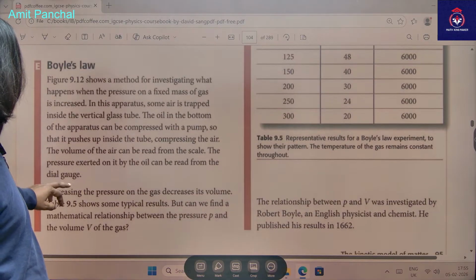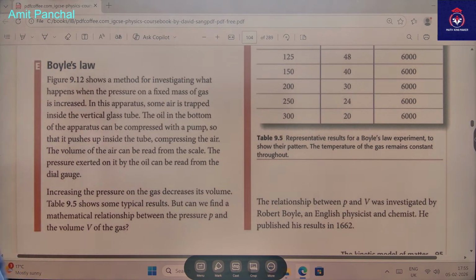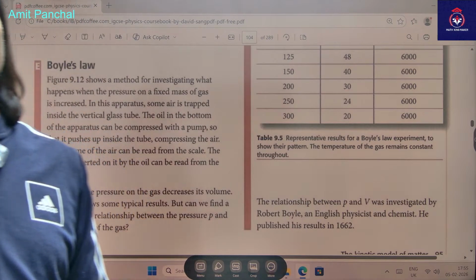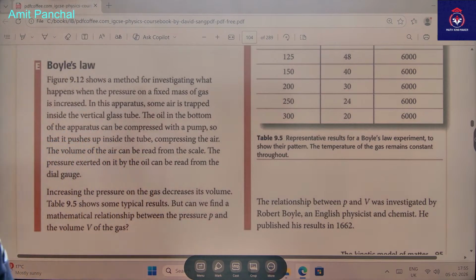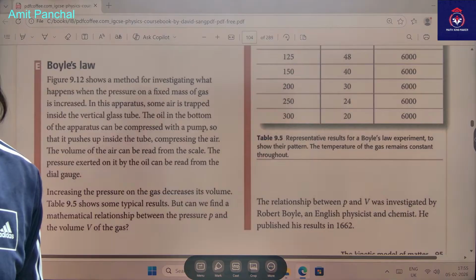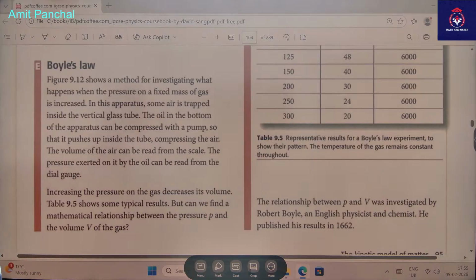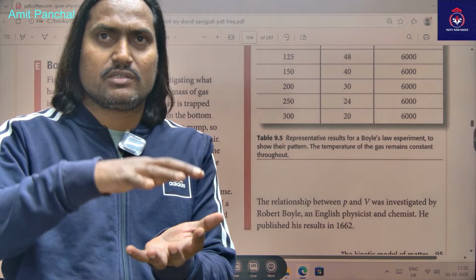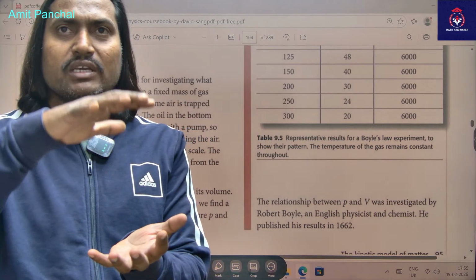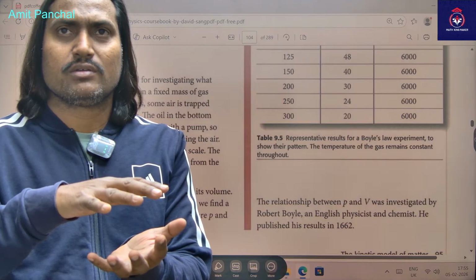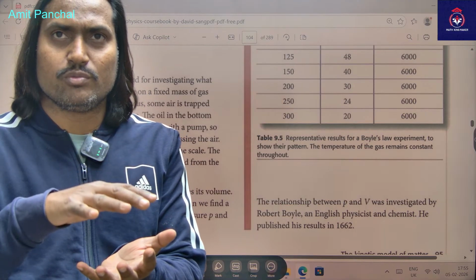Now, once we are talking about pressure and volume, there is a law for how they relate to each other. The first law is Boyle's law. It is basically about the pressure and volume. If you increase the pressure, what will happen to the volume? If you compress the gas, what are you doing? You are just increasing the pressure.